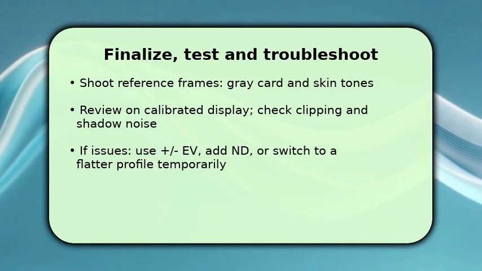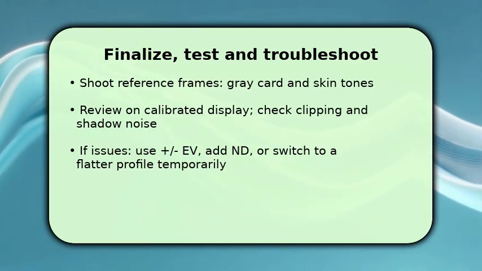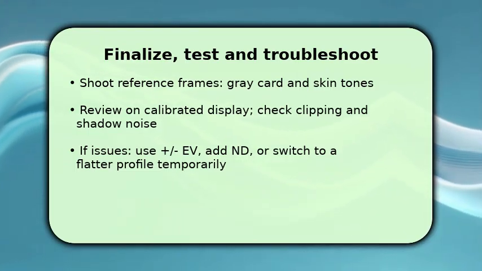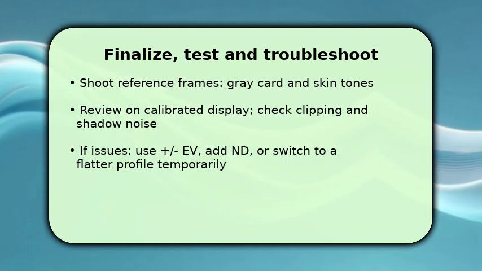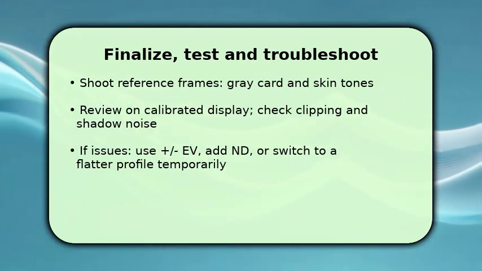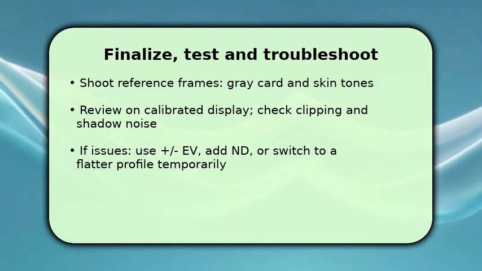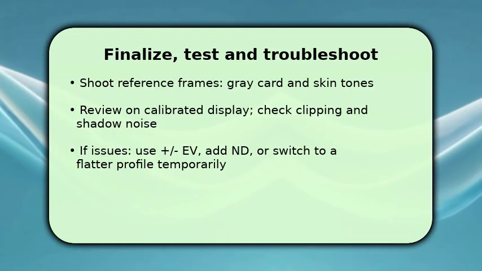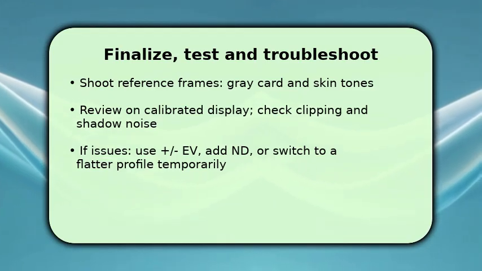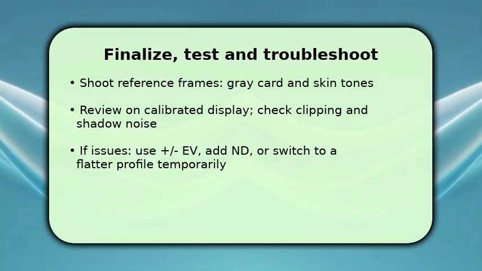If highlights clip, reduce exposure by a stop or add ND if possible. If skin looks flat, increase in camera contrast slightly or add a gentle film like LUT. Troubleshooting tip. If skin still blows or looks washed, lower exposure 0.5 to one stop and recover highlights in grading rather than pushing clipped data.